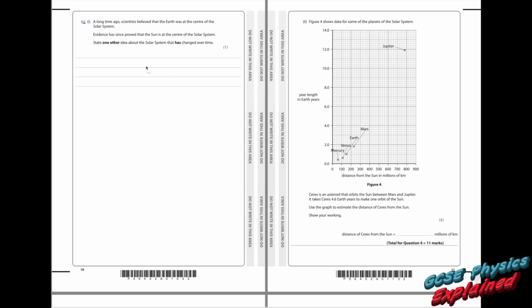Well, with the advancement of better telescopes, we now know that planets have got moons. We know that the Earth is rotating. We now know that planets orbit the Sun rather than the planets orbiting the Earth. Pluto's been declassified. It's not a planet anymore. Orbits are elliptical, not circular. So the one I'm going to go for is that Pluto is no longer a planet.